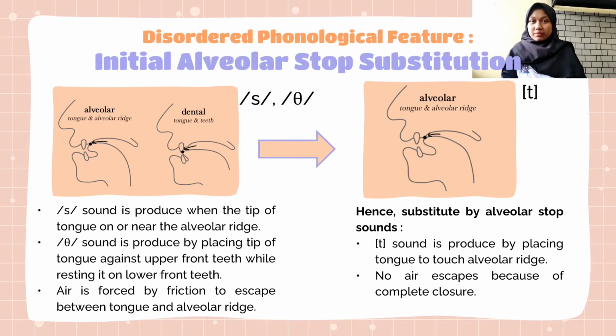This is due to the difficulty of placing the tip of the tongue on or near the alveolar ridge for the S sound, and finding it hard to place the tongue against the upper front teeth while resting it on the lower front teeth for the TH sound. Therefore, no air is forced to escape through the mouth and no friction is produced, considering that the pronunciation of S and TH is substituted by an alveolar stop T, and the production of a stop consonant has a complete blockage of air escape.